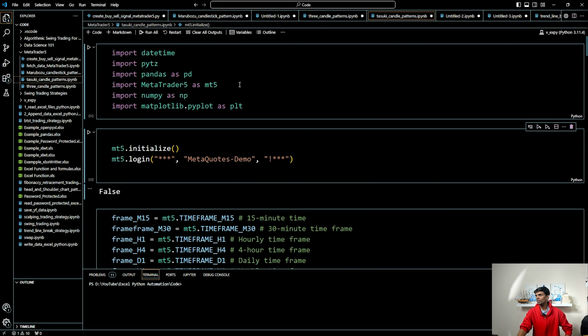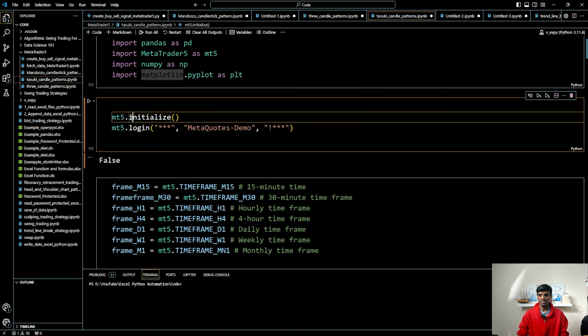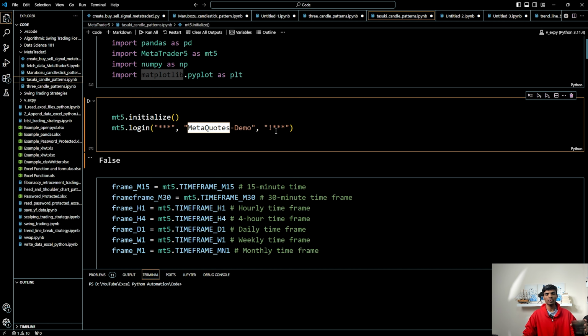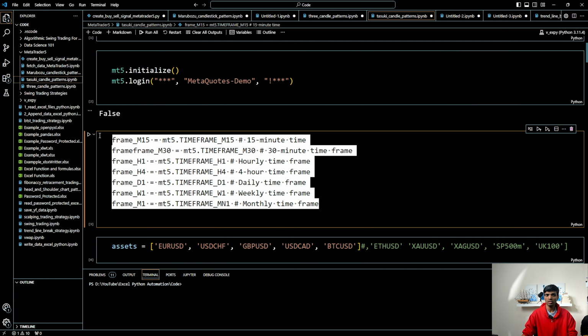So first we will be importing all those libraries which are required, which is datetime, and then the timezone, pandas, Metatrader 5, which is really important, NumPy, Matplotlib. Then we have initializing the Metatrader 5 software with the help of passing the username and the password, and then the demo account.